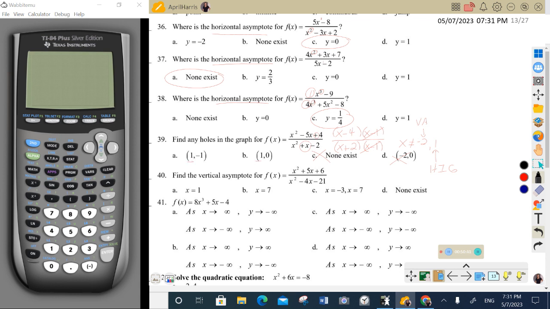How do you find the y value of the hole? You plug that x into what's left. Well, what was left was x minus 4 over x plus 2, and the hole is at 1, so 1 minus 4 over 1 plus 2 is negative 3 over 3, so the y value is negative 1.